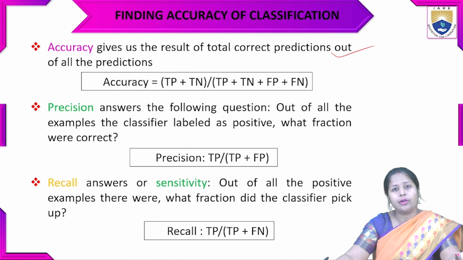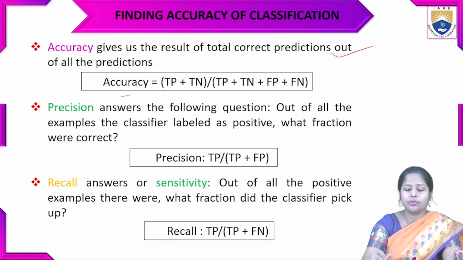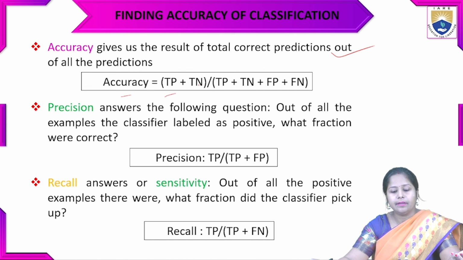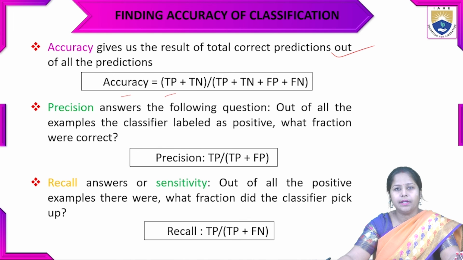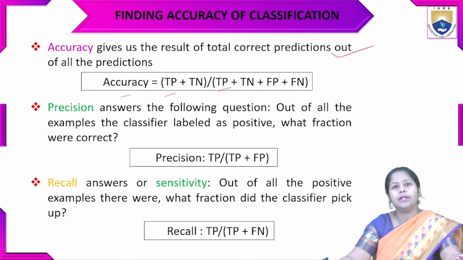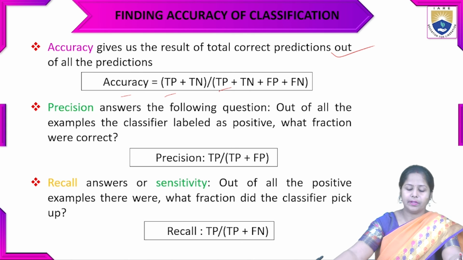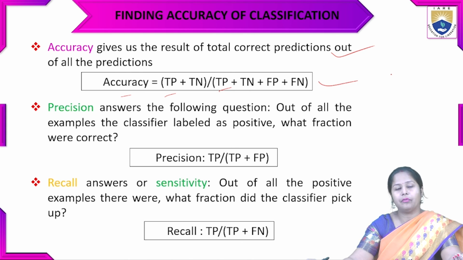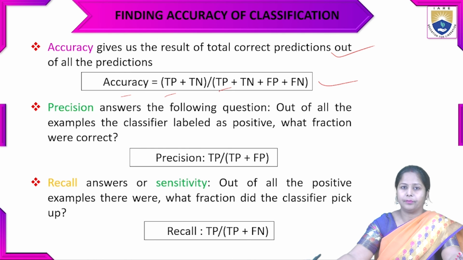The accuracy formula is: accuracy is equal to TP plus TN, that is true positive plus true negative, divided by all of the terms: true positive, true negative, false positive and false negative. So that will be the accuracy of the model. By this formula we can get the accuracy of the model.